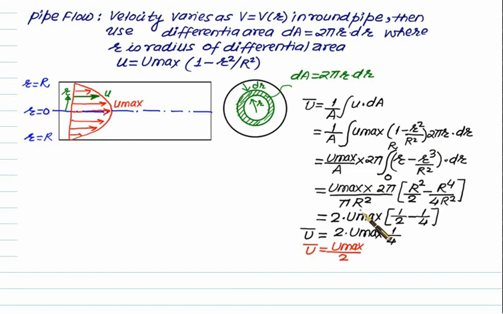Solving this step by step, it is proved that the average velocity is equal to half of the maximum. The mean lies exactly at half the height of the parabola, and the height of the parabola here is u max, so the value of u average is present here.